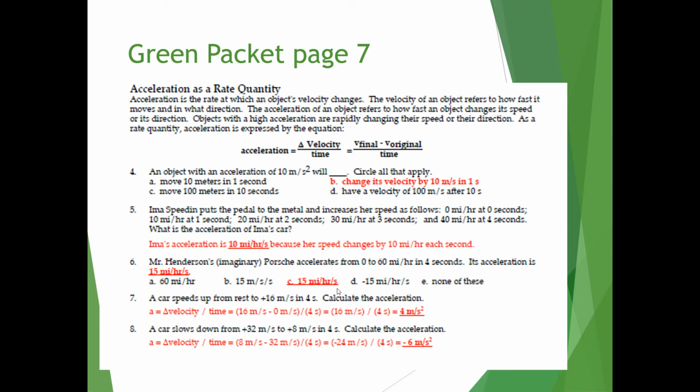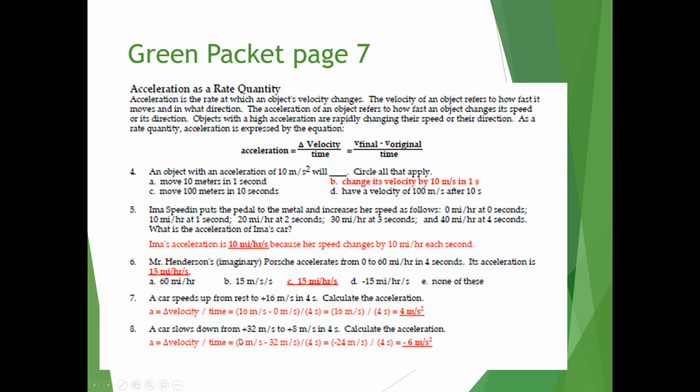Number 7, a car speeds up from rest to 16 meters per second in 4 seconds. Calculate the acceleration. So we show the math here. The final velocity is 16, the initial velocity is 0, and you divide it by 4. So 16 divided by 4 is 4 meters per second squared.